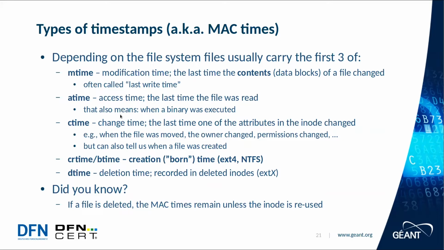And then we have something called the C time. This often gets confused because it's not created, but it's change time. So this is actually when metadata of the file has changed. So one of the attributes in the inode changed. So the file was moved from one file system to another, or the owner changed, or permissions changed. So this is a change time, the C time.